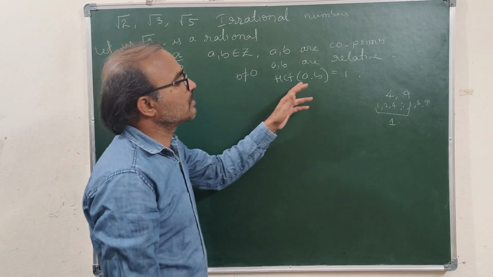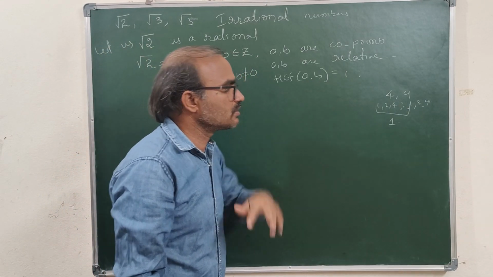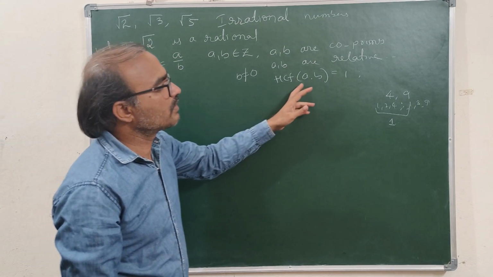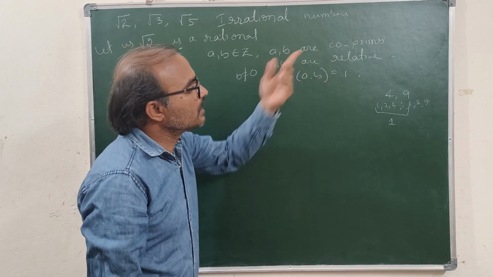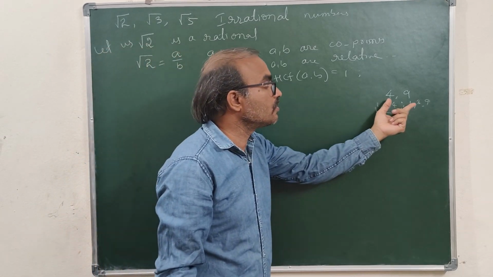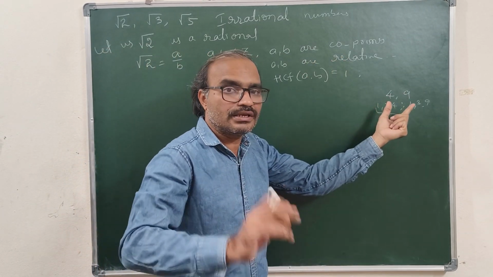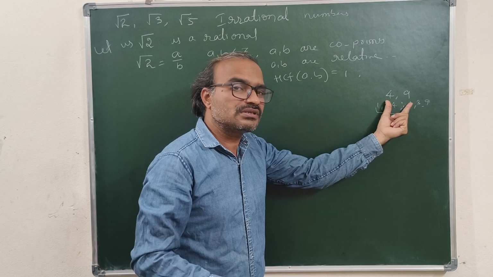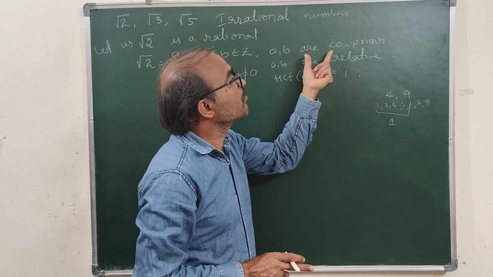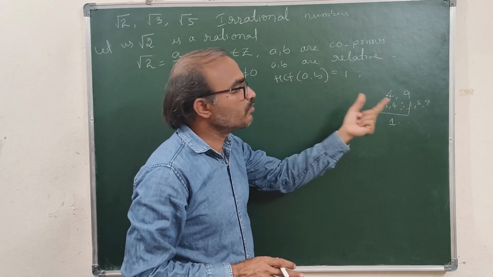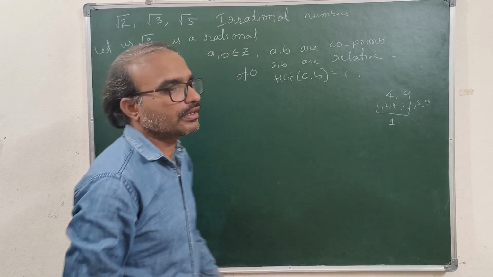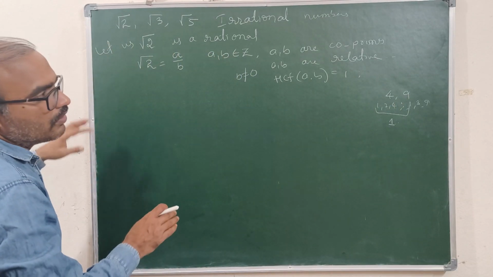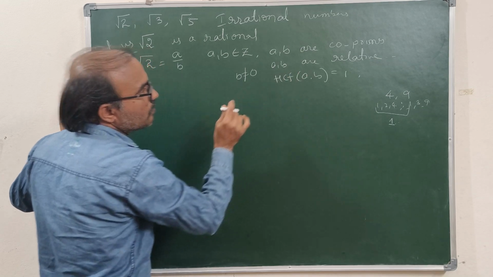So if the highest common factor of any two numbers is 1, they are called relatively prime. By this example, we should have a very clear idea that even if the numbers are not prime numbers, they may be co-primes, like this 4 comma 9. So you have got clarity on what co-primes are, right?